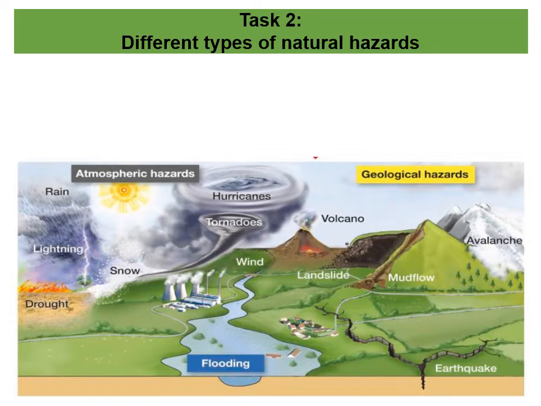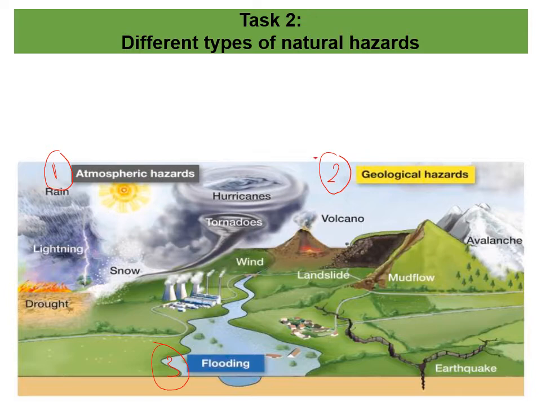Okay, now I'm moving on to task 2. So task 2, we need to identify the 3 different types of natural hazards. And we can see on this image that we have one example here, atmospheric hazards. We've got our second one here, geological hazards, and our third hazard is a little bit more vague. That's to do with flooding, which is probably the one that we're most familiar with here in the northeast.